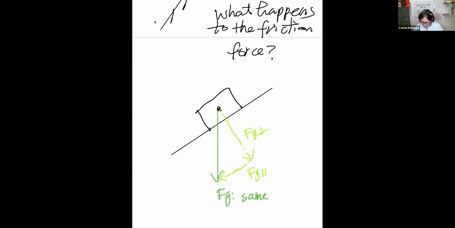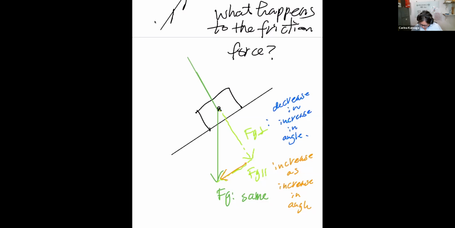Then FG parallel increases as the angle increases. But FG perpendicular decreases as the angle increases. Therefore, the normal force, which is only the response force to the gravitational force component perpendicular to the surface, right?